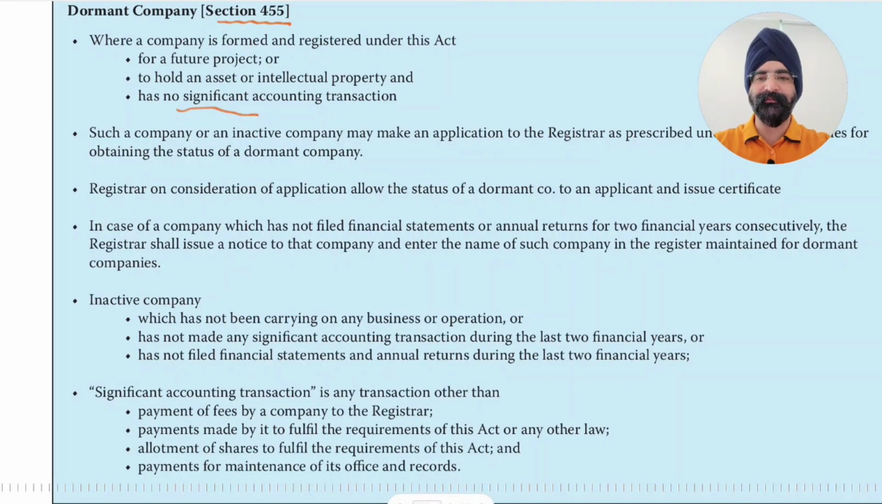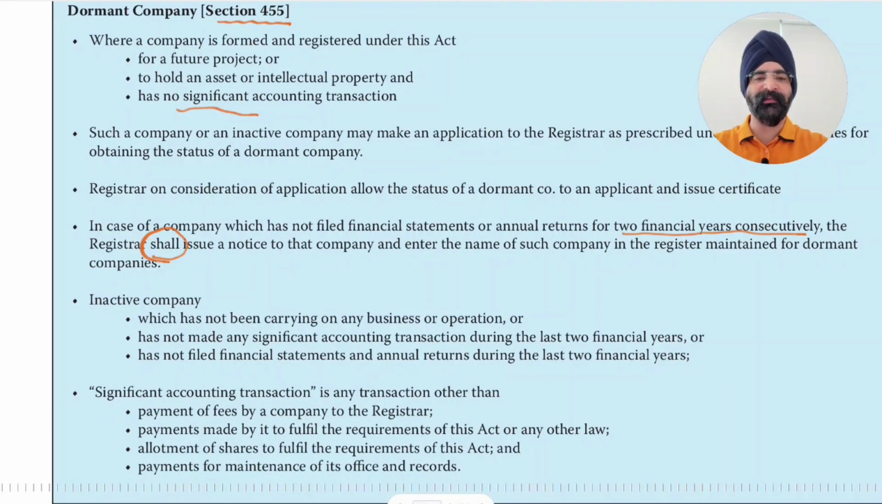Then, in case a company has not filed financial statements or annual returns for two financial years consecutively, the registrar shall issue a notice to that company and enter the name of such company in the register maintained for dormant companies. So if a company fails to file financial statements or annual returns for two consecutive financial years, then the registrar shall issue a notice. So it is the responsibility of the registrar to issue a notice and enter that company's name in the register of dormant companies.